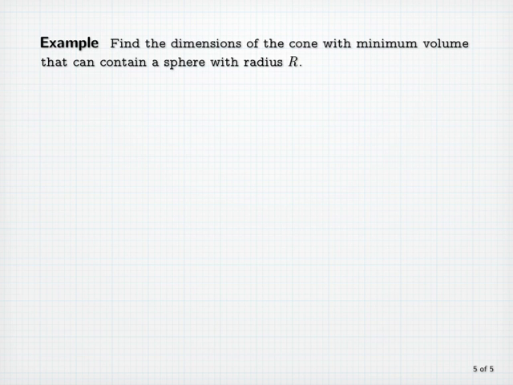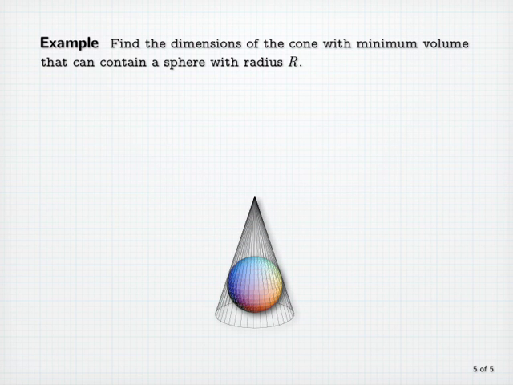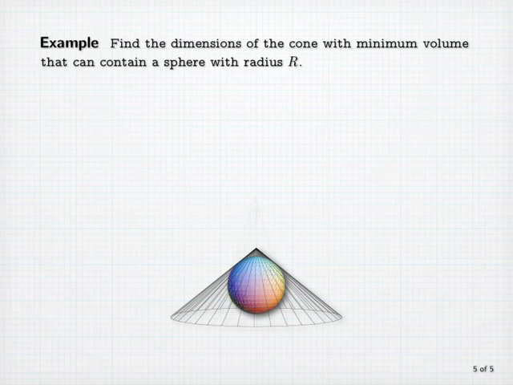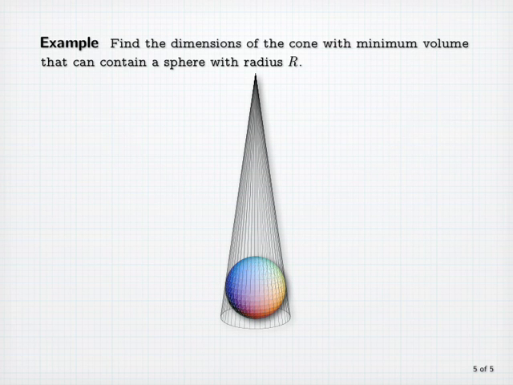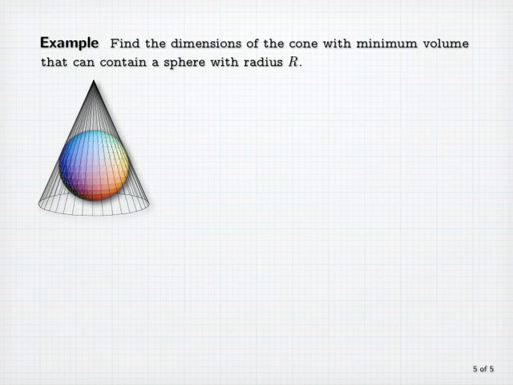One last example. Find the dimensions of the cone with minimum volume that can contain a sphere with radius r. Let's look at a few pictures to get a feel for what we're after here. Here's a picture of the sphere inside a cone. Notice that for its particular shape, the cone's volume is minimal since it fits tightly around the sphere. With a large radius and a height close to the diameter of the sphere, the volume is large. With a large height and a radius close to the radius of the sphere, its volume is also large. So we expect that somewhere between the extremes, the cone will have a minimum volume.